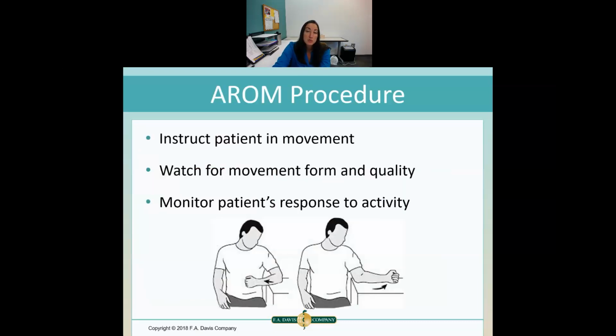With active, you just tell the patient what to do. You may even demonstrate, and then you watch and assess their quality of movement and their response to the activity. Ask them, how is your pain now? Watch their face to see if it looks like they're in more pain, and watch out for compensatory movements. If they're trying to go in and out, make sure that they're not pulling their whole body to move in and out.